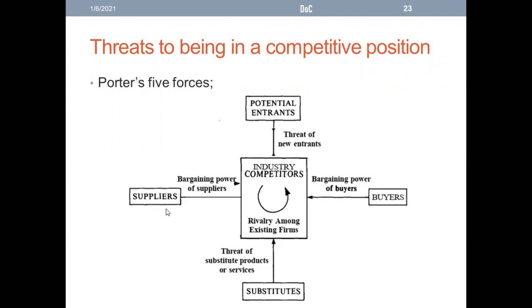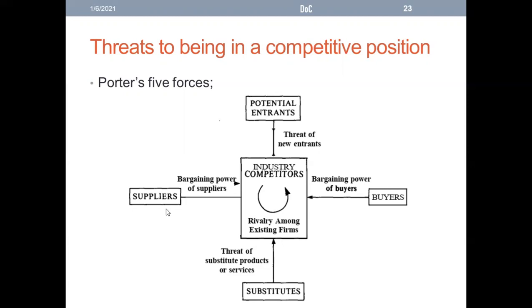But if there is only one supplier, then he can, we call it the bargaining power of the supplier, right? So these are Porter's five forces. One is the rivalry among the existing firms, threat of substitutes, threat of new entrants, the bargaining power of buyers or customers, and the other one is the bargaining power of the supplier, right?